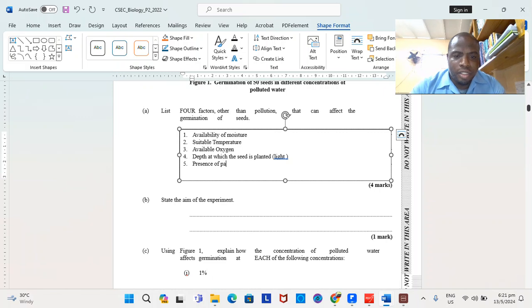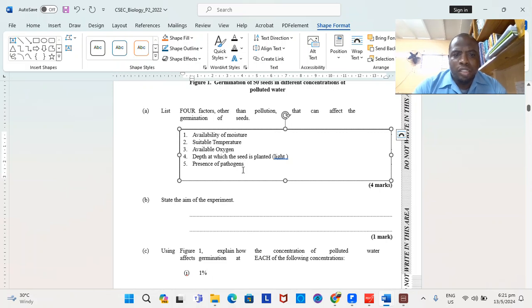Presence of pathogens. Pathogens are able to hamper or disrupt, causing maybe a disease, and it will allow the seeds not to germinate, and you will basically think that the seeds are not good, but maybe there's a pathogen in the soil or somewhere where you're planting the seed that affects the process of germination. So these are 5 factors that you could have listed.